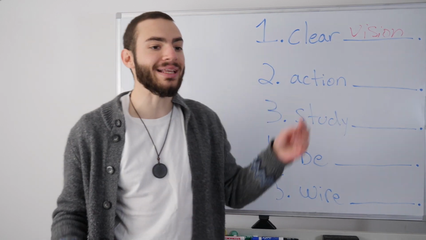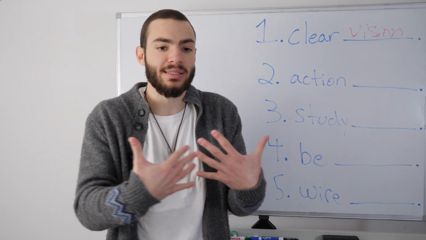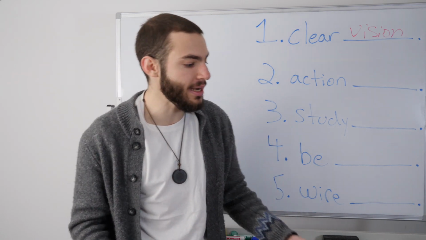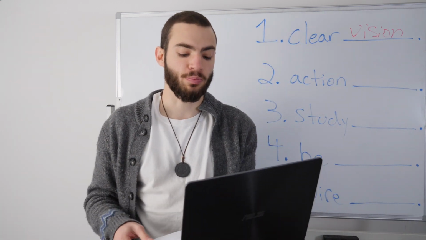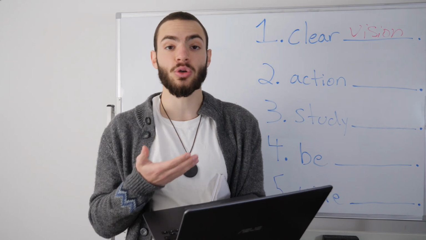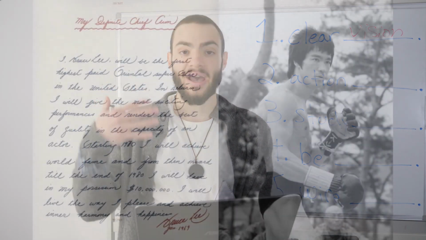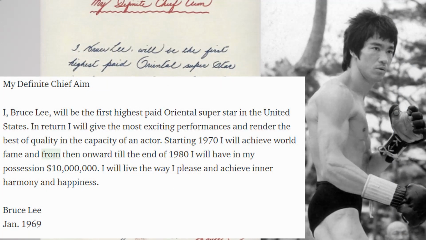Okay, so once you have that clear vision, also ask, what am I going to give in return for it? So right now I wanted to share Bruce Lee's definite purpose. Bruce Lee was obviously an extremely inspiring guy, and he read the book Think and Grow Rich, and this was his definite chief aim in his life, that he would read every morning before he woke up and every night before he went to bed. I, Bruce Lee, will be the first highest paid Oriental superstar in the United States.